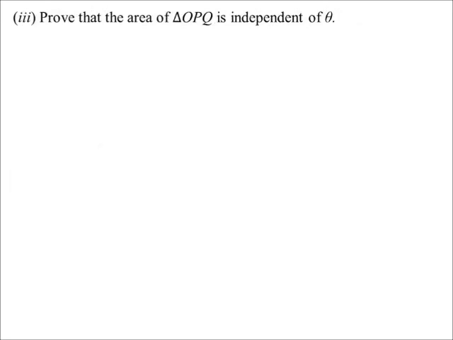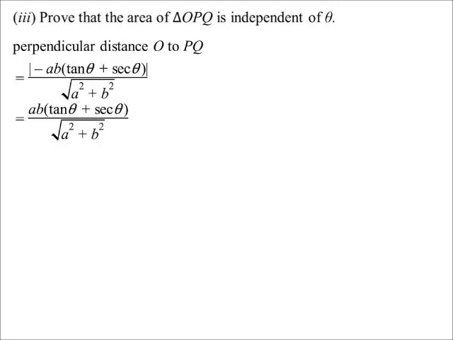Here comes the interesting bit, the property. Prove that the area of triangle OPQ is independent of theta. So in other words, we should be able to eliminate the parameter. There'll be no parameter in there at all. So I'm going to find the perpendicular distance from O to PQ. And I've done that using the perpendicular distance formula. You notice I was able to get rid of the absolute value sign because I know a and b are positive numbers. We assume they're positive.